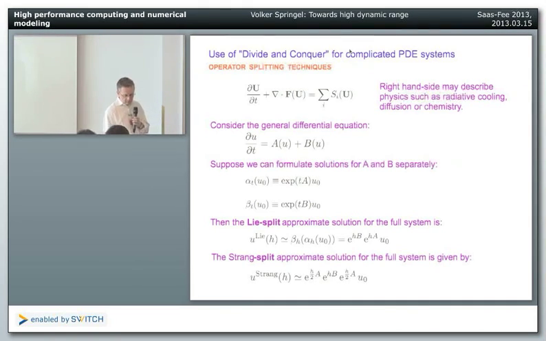And a Strang split is this here. Here you are symmetrizing the application of these operators. You, for example, first do A for half a step, then B, and A again for half a step. Now the question is, and I've been asked this also yesterday a few times, is this really something you can do, and how accurate is this?